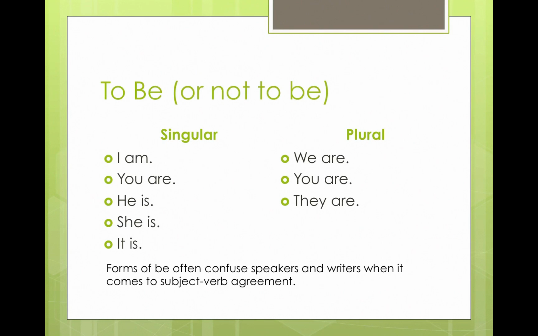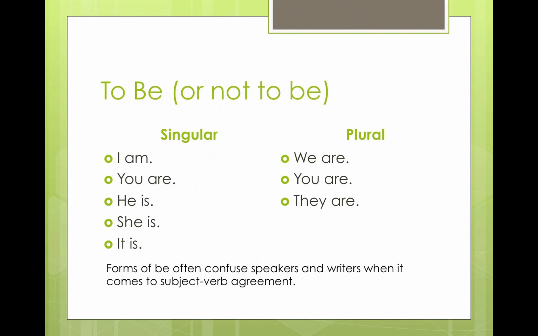We run into problems, I have found, when we use the verb to be. Forms of be become very confusing for some speakers and writers when it comes to subject-verb agreement. So I want to go over the singular and plural forms of be so you understand. It's I am, you are, he is, she is, it is. For the plural, we are, you are, they are.